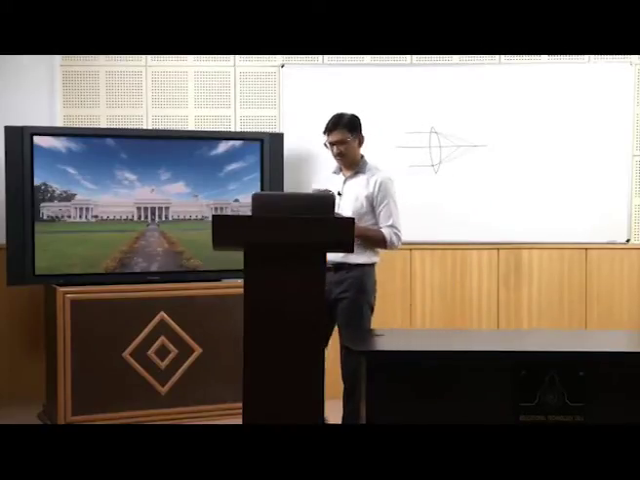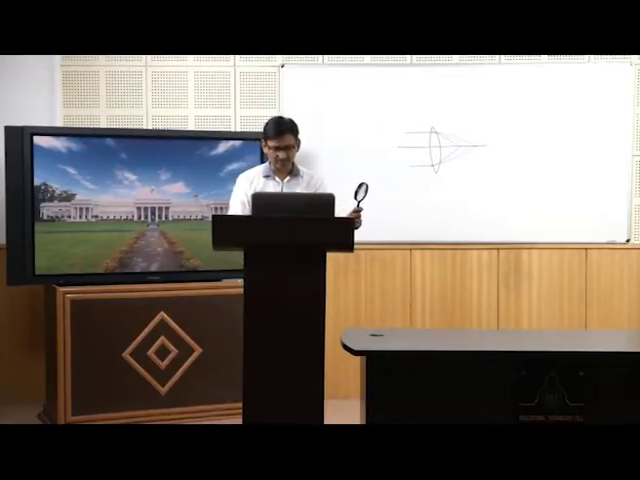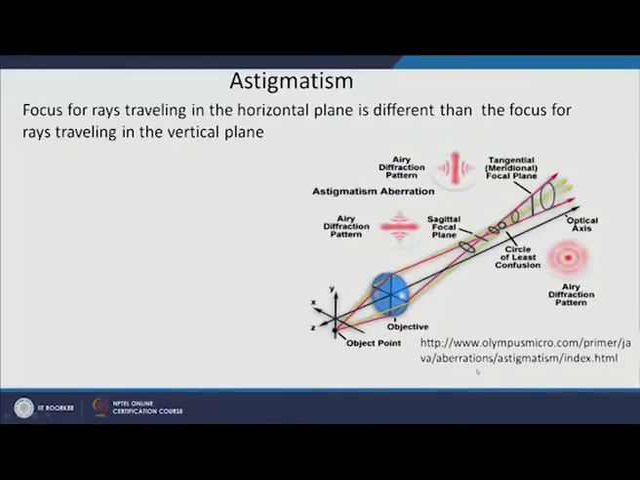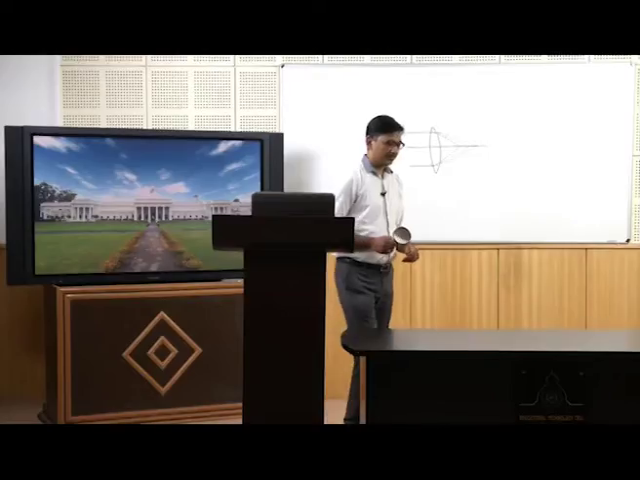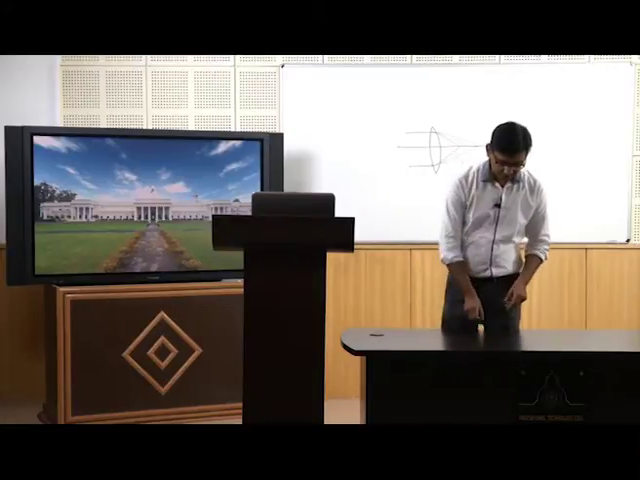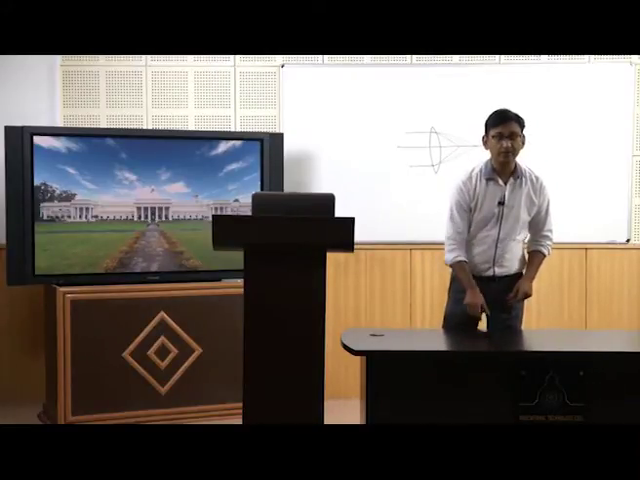Of course, it is a little bit difficult to draw this, so I have taken this particular image from another website. This red light which is going through the vertical plane has a focus at some point here, and the yellow light which is going through the horizontal plane of the lens has a different focal point. This type of problem also comes in a human eye.